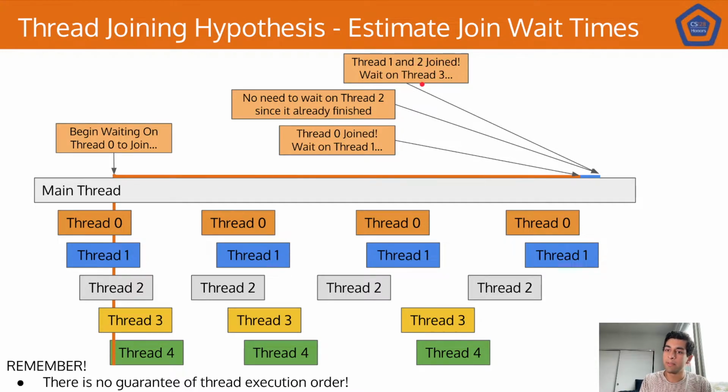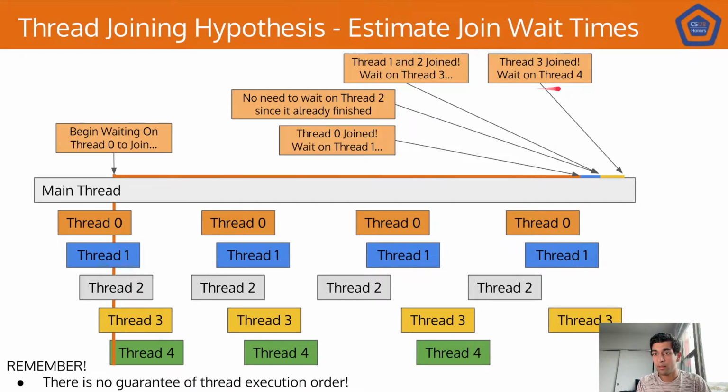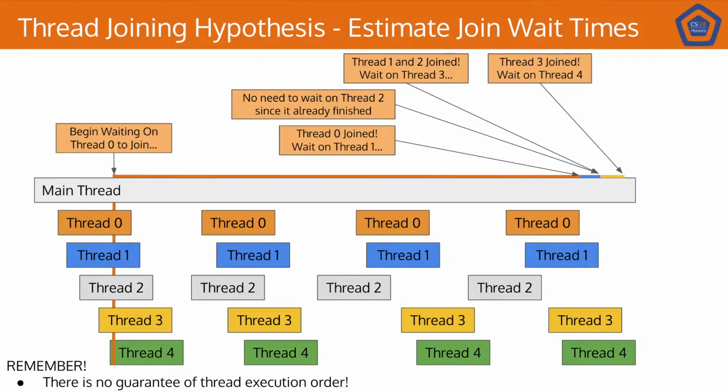We're waiting on thread 3. Thread 3 runs, finishes, prints hello for the last time. We see that thread 3 joined, so we're going to begin waiting on thread 4. Thread 4 runs. Thread 4 runs, and we're waiting on it. We see that thread 4 has joined, and that is the end of the main thread.